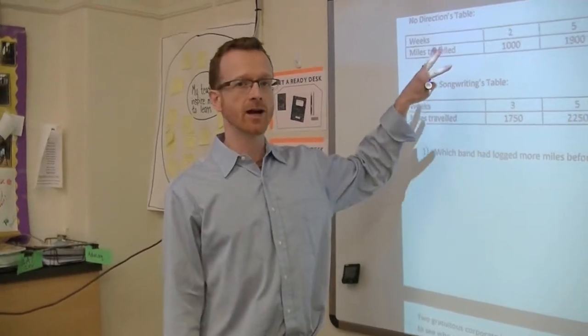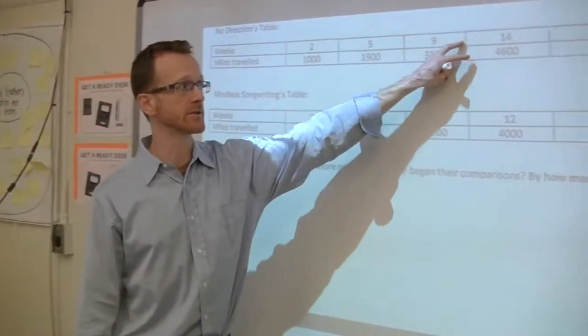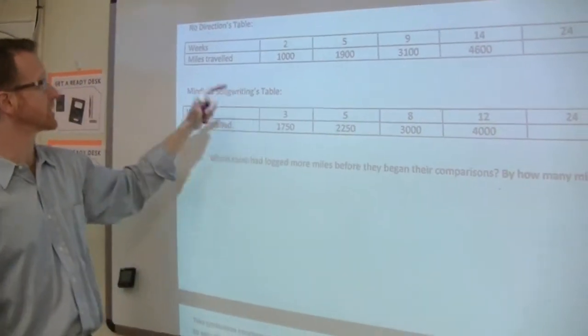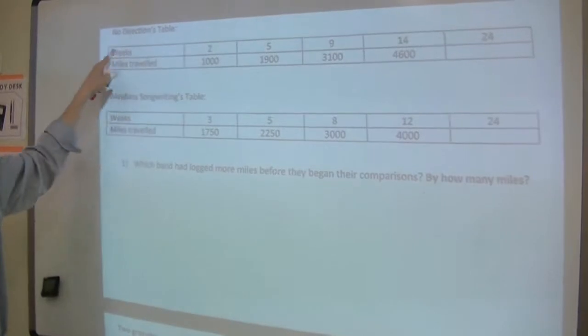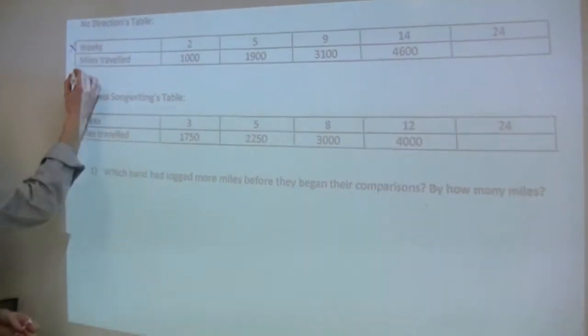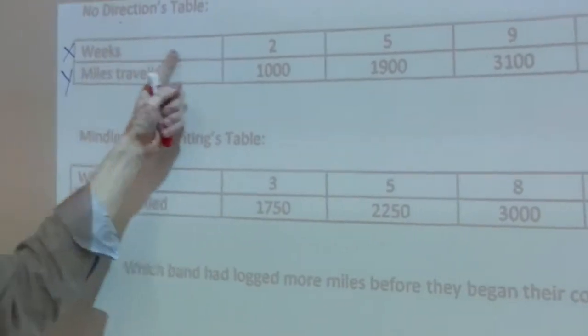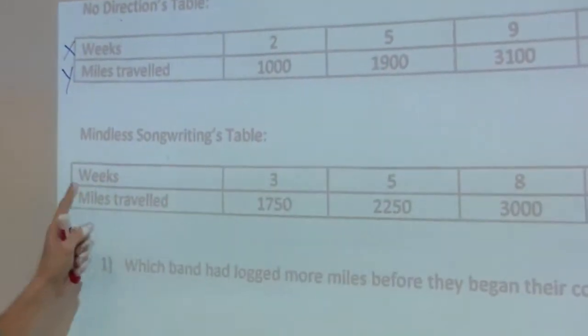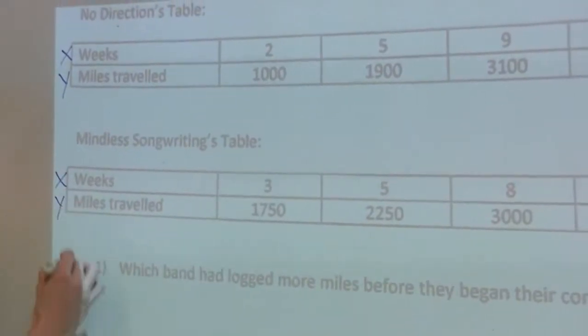So we're going to take on the problem with two, what we hope are linear functions. We're given two tables of these bands' touring schedules. No Direction has the weeks and the miles traveled. We know the weeks is the x-axis, and the miles traveled will be the y, because the miles traveled depends on the number of weeks they've been touring. On Mindless Songwriting's table, we'll do the same thing, x and y.